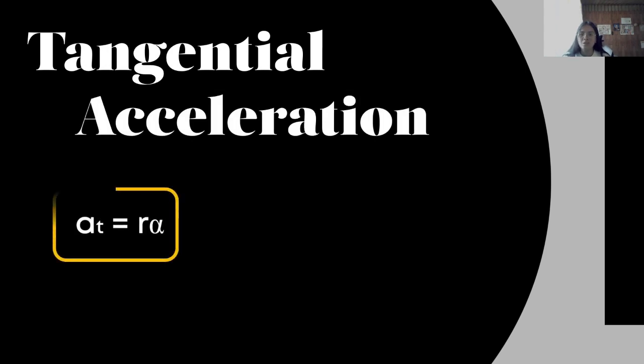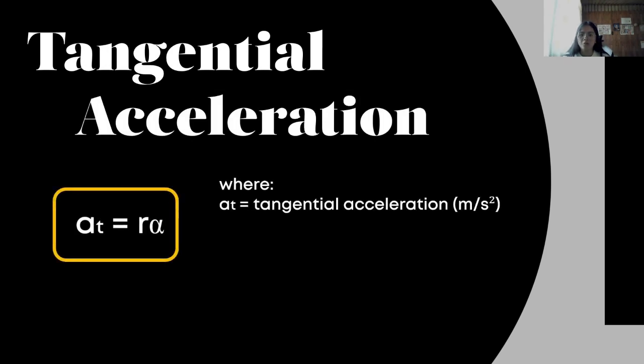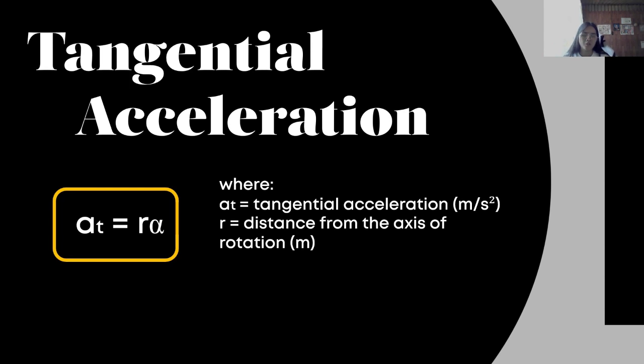So, what is tangential acceleration? This is its formula: a sub t is equal to r alpha. In our last topic on rotation, nadaanan na natin ito. So, a sub t is the tangential acceleration. Its common unit is meter per second squared since it is a linear acceleration. r is the radius, or the distance from the axis of rotation, in meters. And alpha is the angular acceleration.